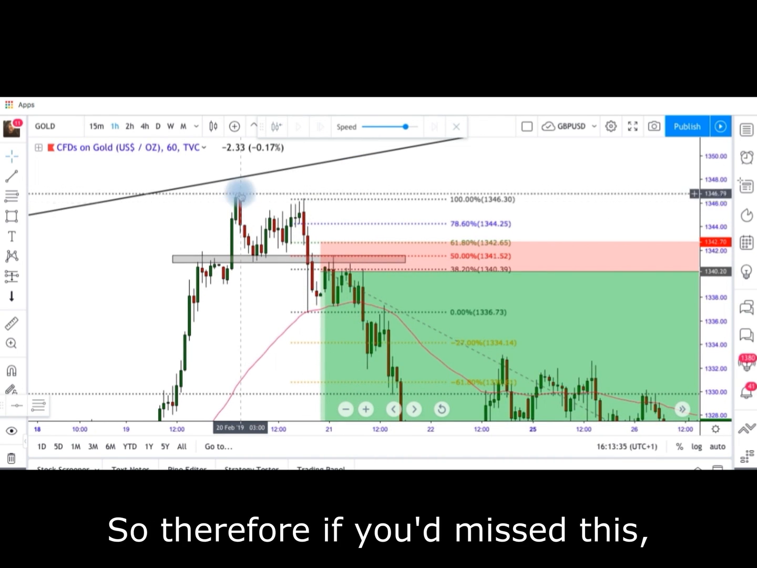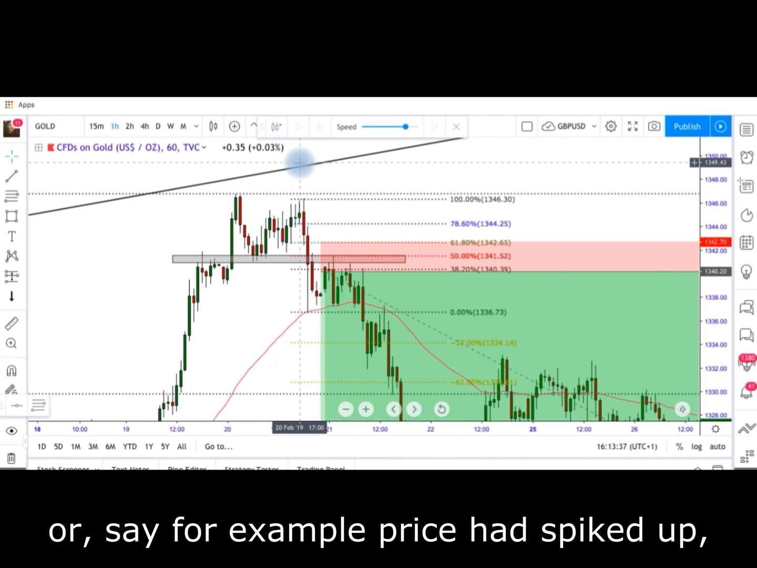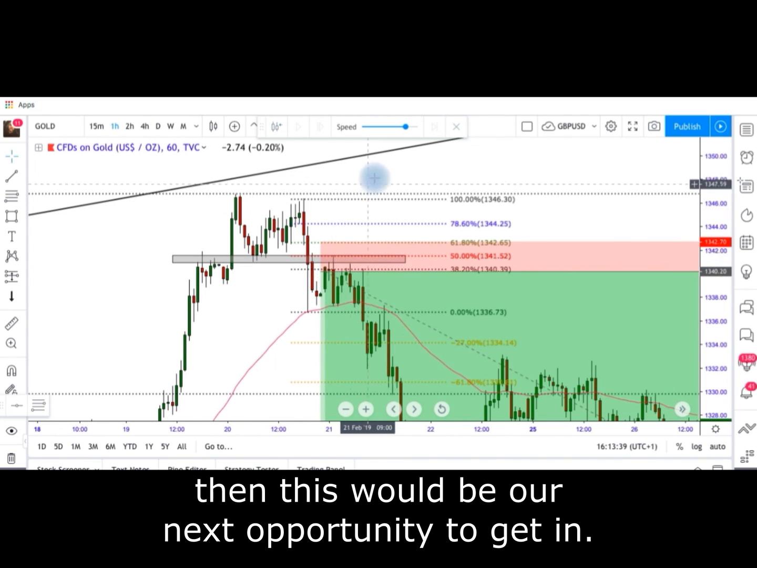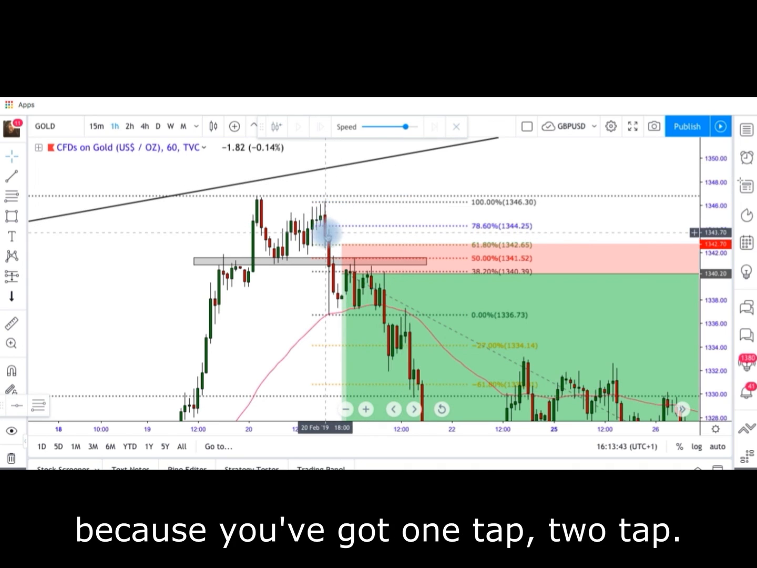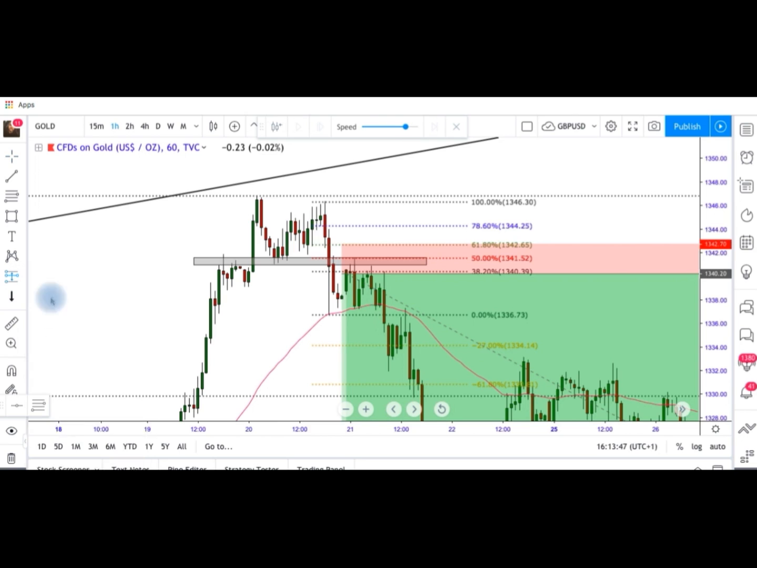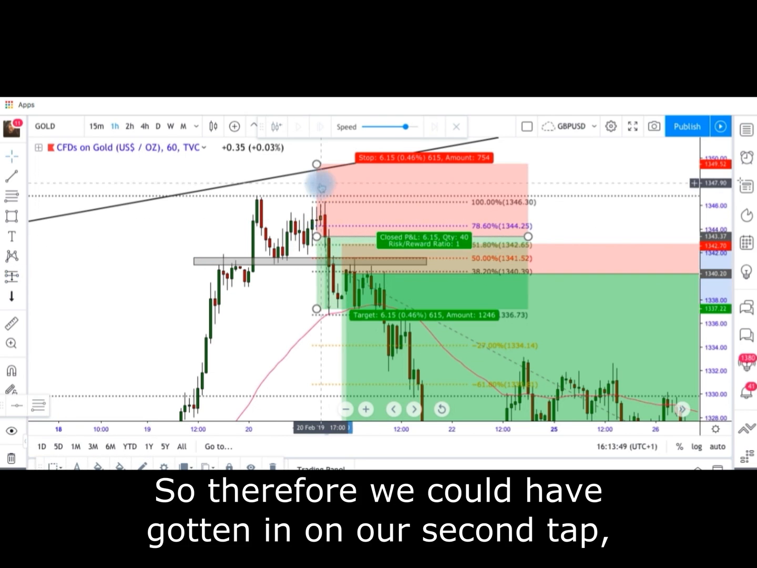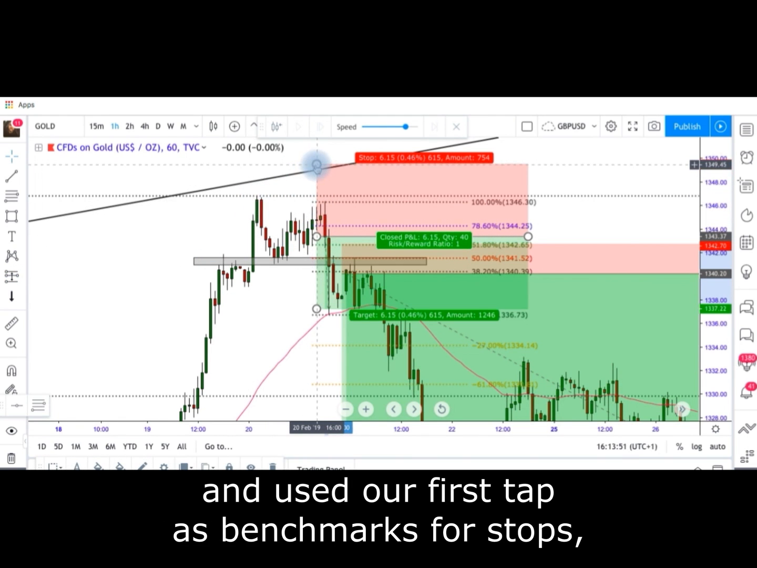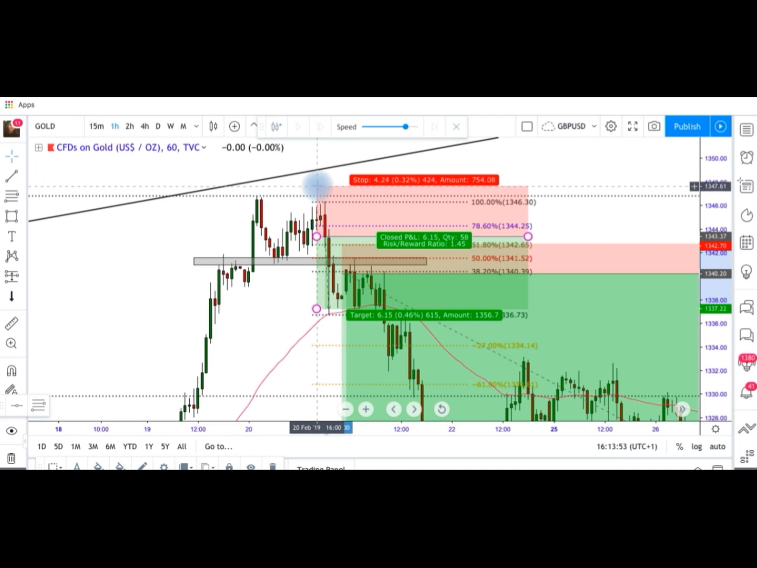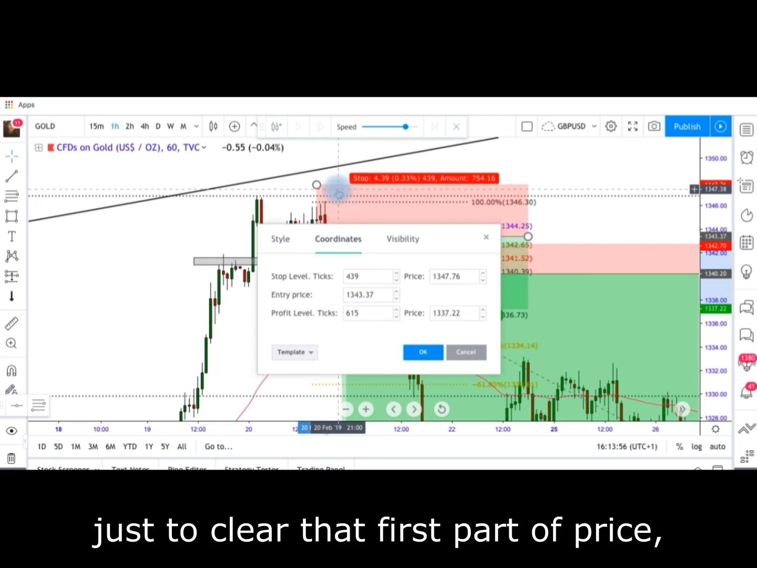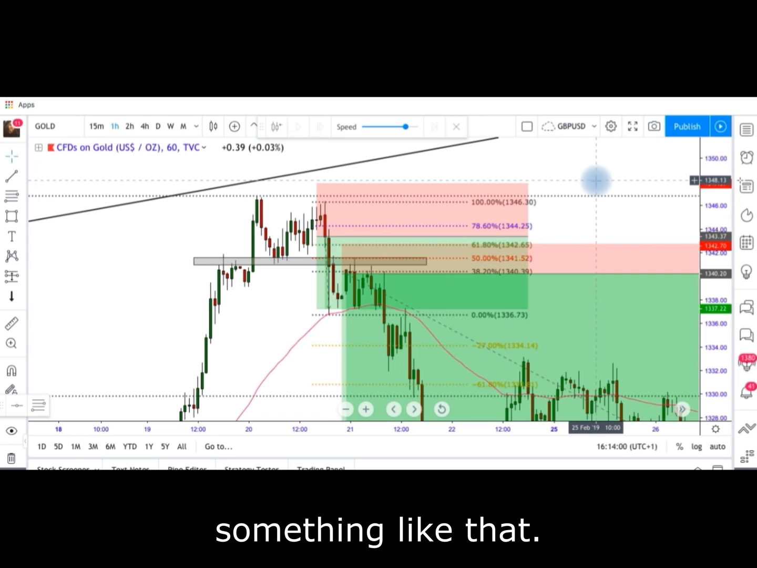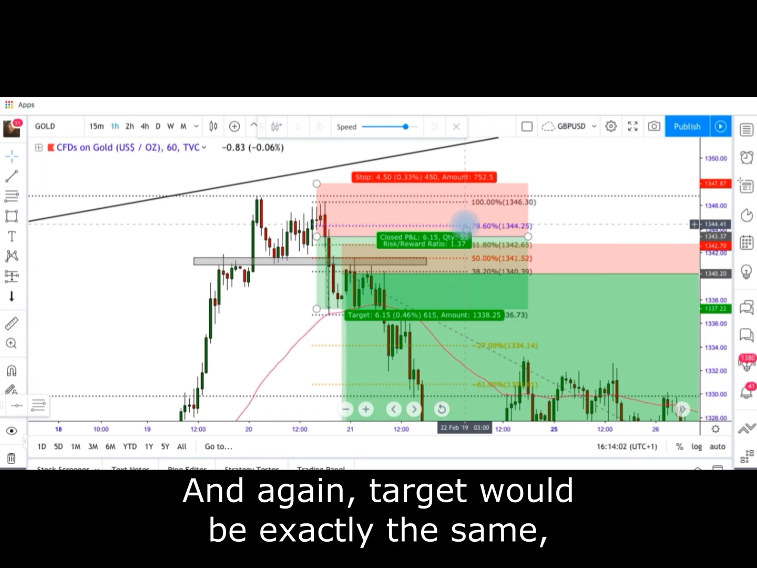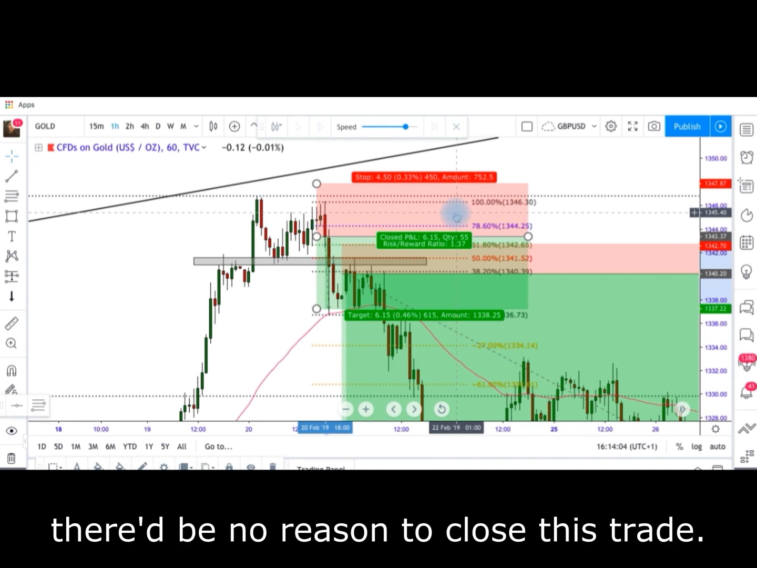So therefore, if you'd missed this, or say for example, price had spiked up, then this would be your next opportunity to get in. Now, you could have also got in here, because you've got 1 tap, 2 tap. So therefore, we could have got in on our second tap and used our first tap as benchmarks for stops. Something like a 45 pip stop just to clear that first part of price. Something like that. And again, target would be exactly the same. There'd be no reason to close this trade.